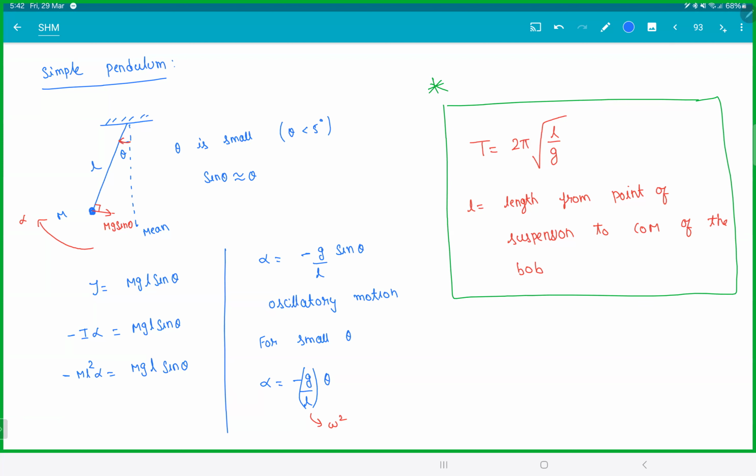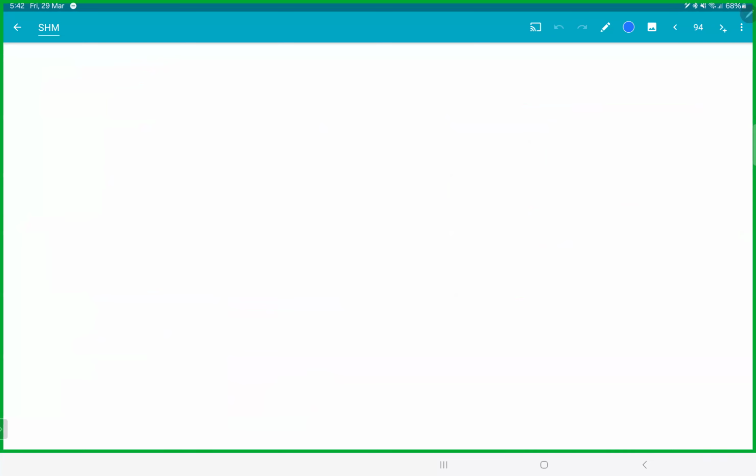Clear? Next thing. What if it's not a particle, but a solid body there? A physical pendulum.